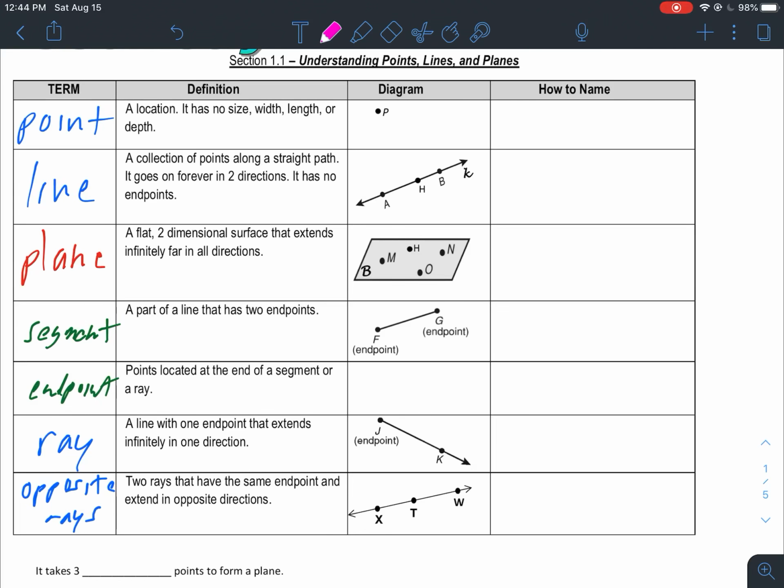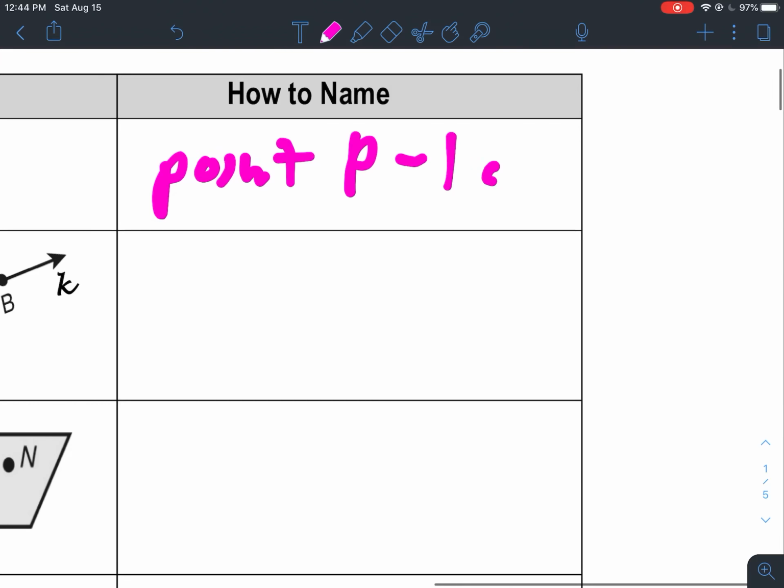All right, so first term we're going to talk about today is a point. Its definition is just a location in space. It does not have any size whatsoever. Okay, you can see there's a diagram of a point right here. And if I was trying to give it a name, well, it has a name, it's P, so you just write point P, okay? Points are named with a capital letter. So I'm just going to write that here. 1 capital letter.